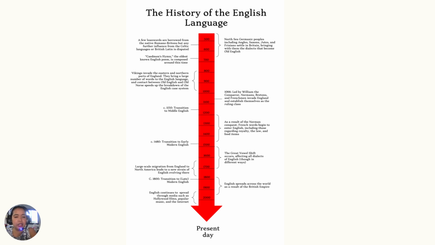followed by the shift, the Great Vowel Shift, wherein it affected all dialects of English, and then followed by a new strain of English evolving from England to North America, and then in the 1800s there is already a transition to Modern English and then the spread of English across the world as a result of the British Empire. So after that, the 1800s, and there you go, the 21st century already, wherein English continues to spread through media such as Hollywood films, popular music, and the internet.